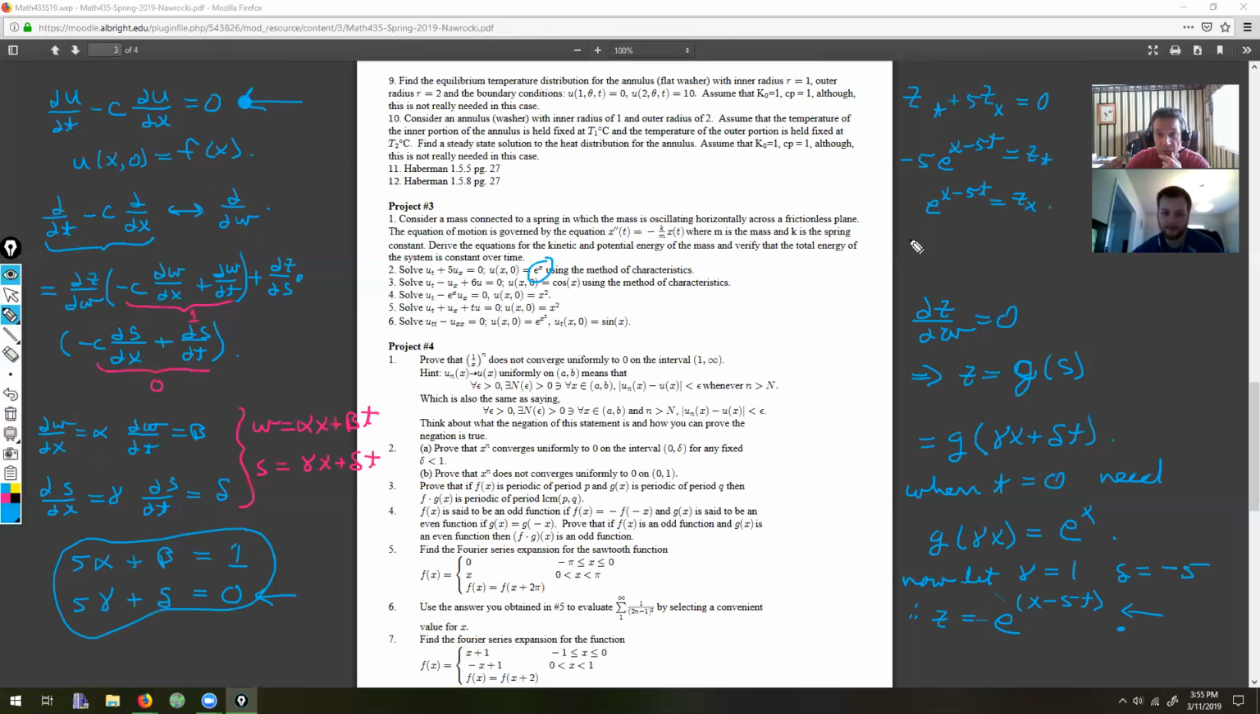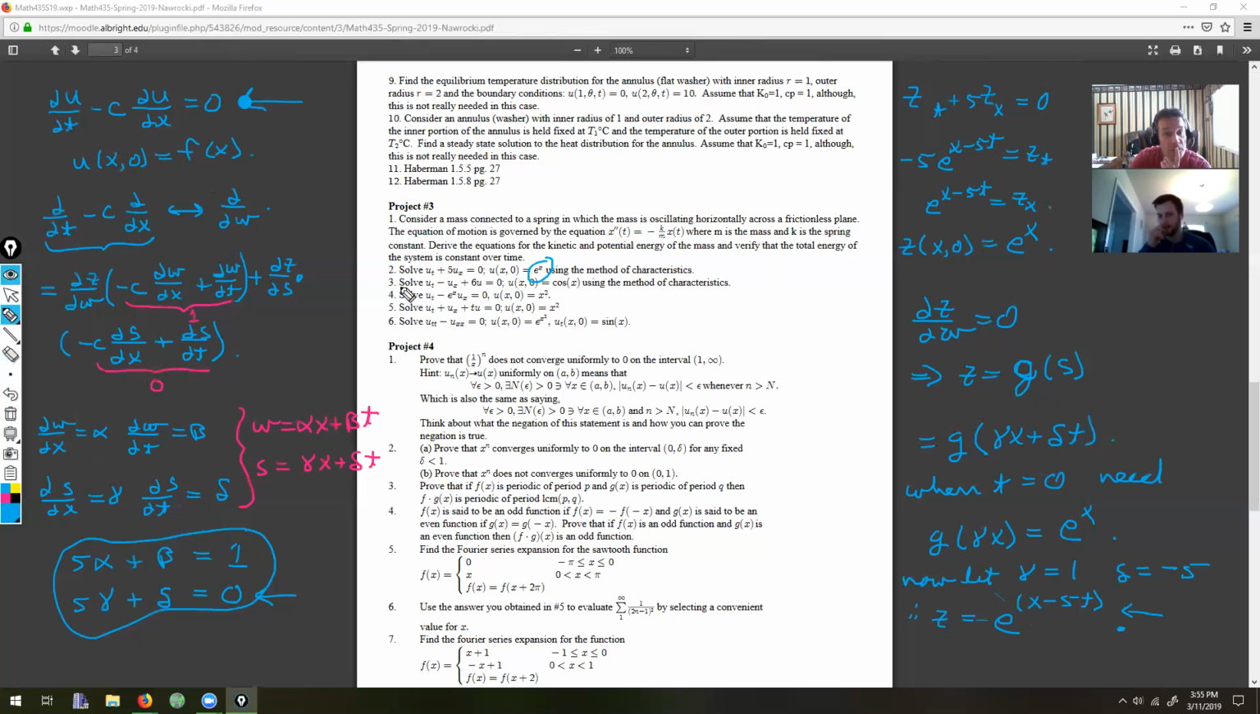So if I look at z of x comma 0, if I put 0 in for t right here, I do get back e to the 0, or just e to the x. Right. Okay, that makes sense.